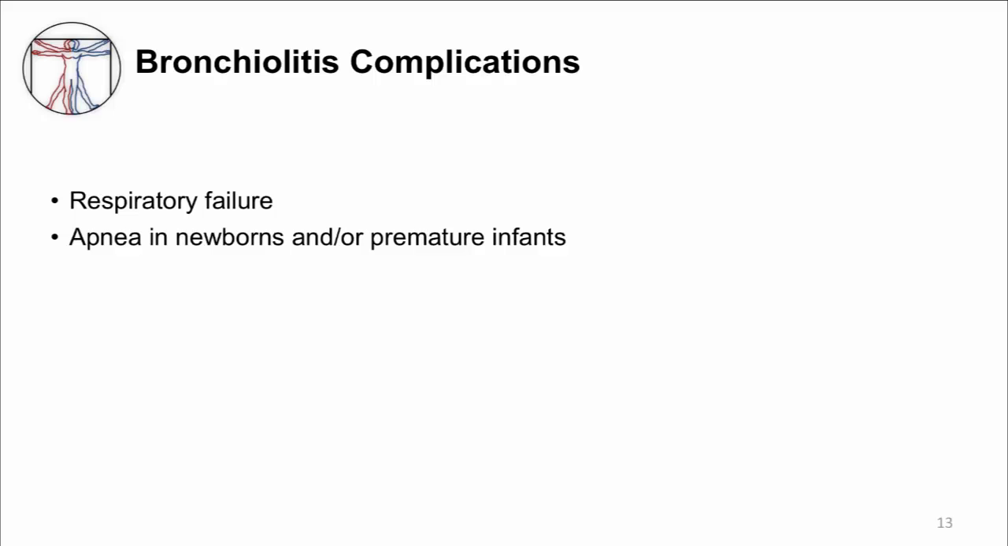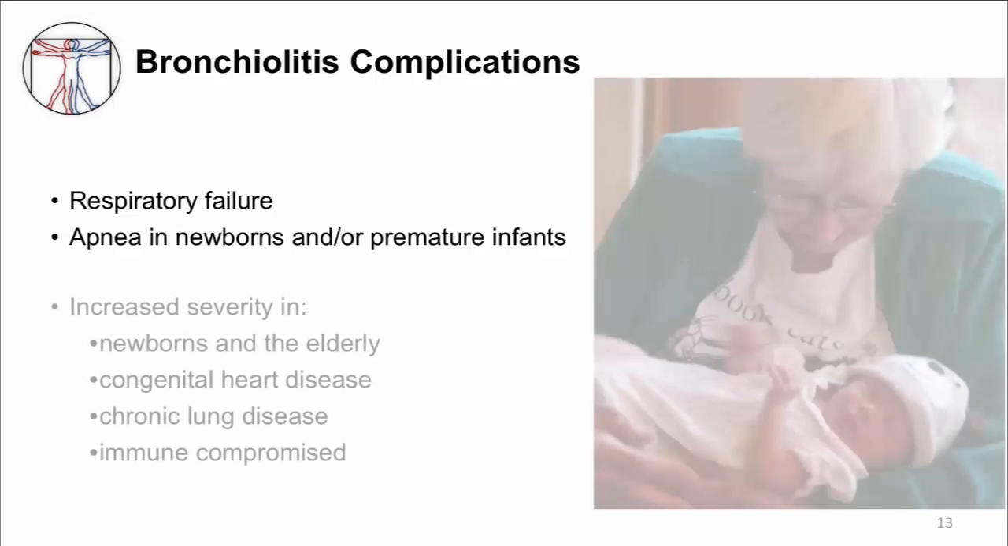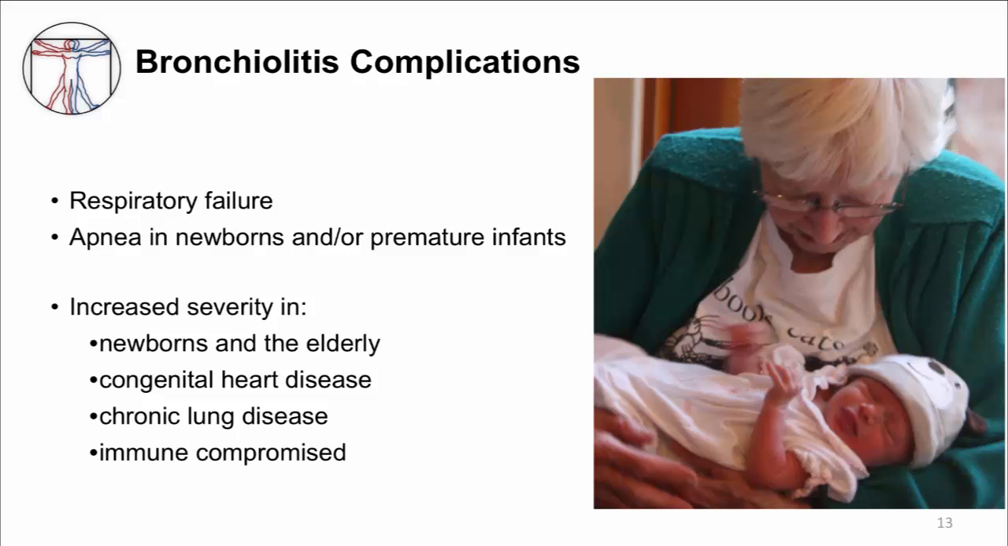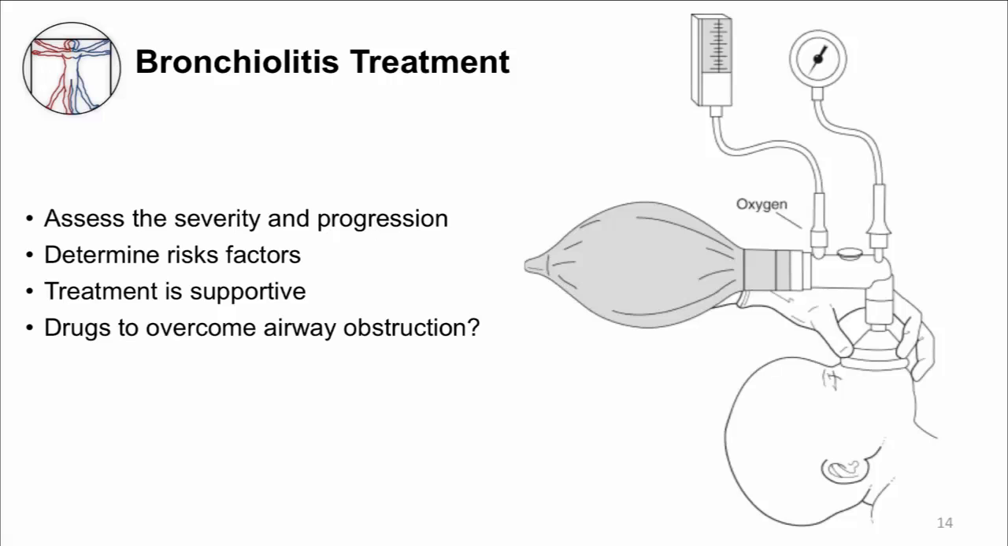Now, there are certain patient populations, such as newborns and the elderly, who are at risk of more severe disease, either because they have pre-existing lung problems or a relatively deficient immune system. You should keep these populations in mind because it may affect your decisions about how you manage and treat your patient. Here are several things you should think about when you manage and treat a patient with bronchiolitis.